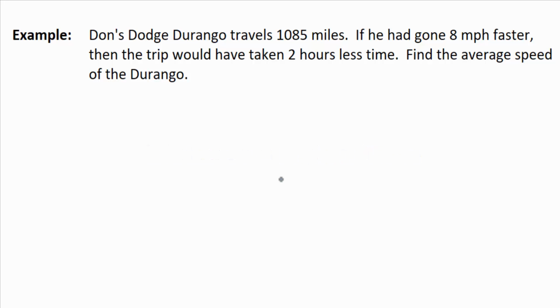Here we go. Don's Dodge Durango, how's that for alliteration? Don's Dodge Durango travels 1,085 miles. If he had gone 8 miles per hour faster, then the trip would have taken 2 hours less time. Find the average speed of the Durango. Familiar territory? You may not like this territory, but it is familiar, isn't it?